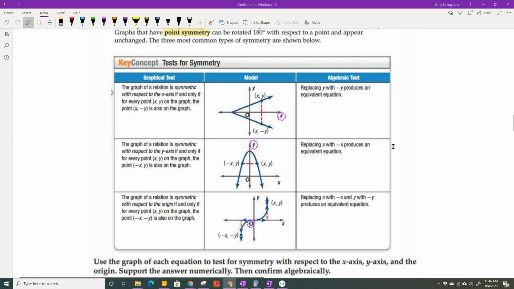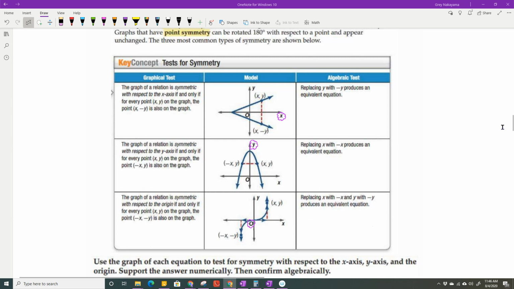So these first two, if you remember, line symmetry means that if I fold it along a line, it'll match exactly on both sides. So this first graph is symmetric to the x-axis because when I fold it on the x-axis, this part will fold on top of that one. This one has line symmetry with respect to the y-axis. If I fold it along the y-axis, they will match. Okay, and then this one has point symmetry because if I rotated it 180 degrees, it would look the same. So when I have any point x, y, I also have the point negative x, negative y.